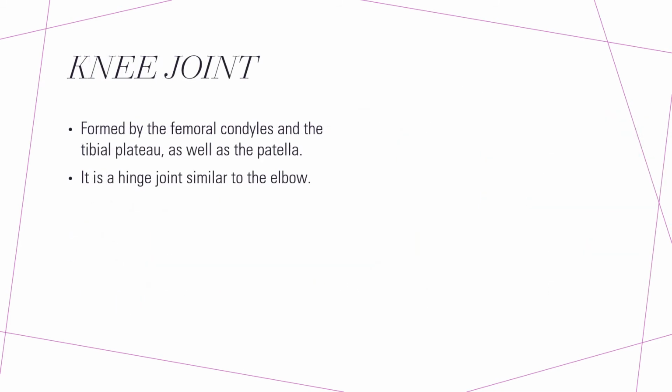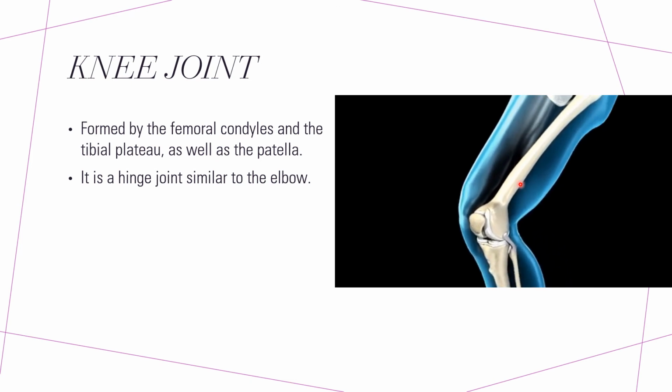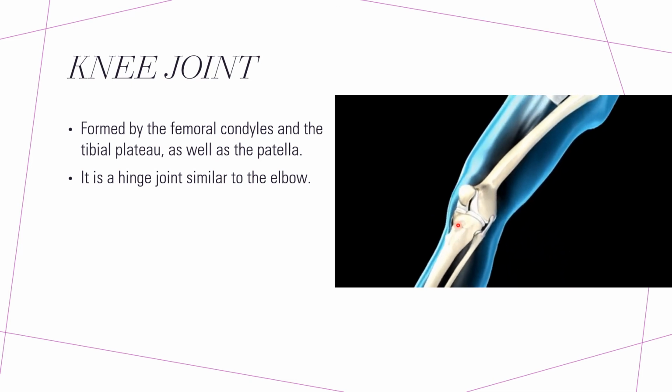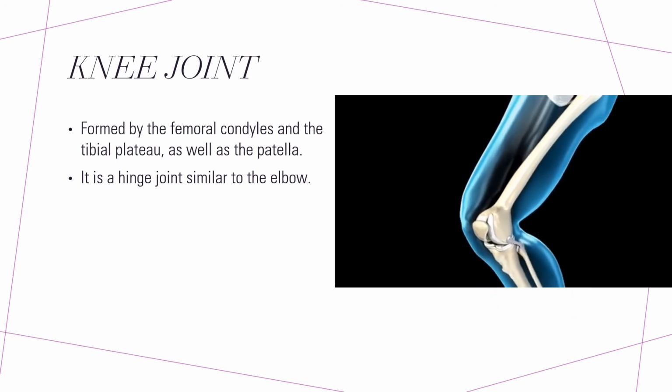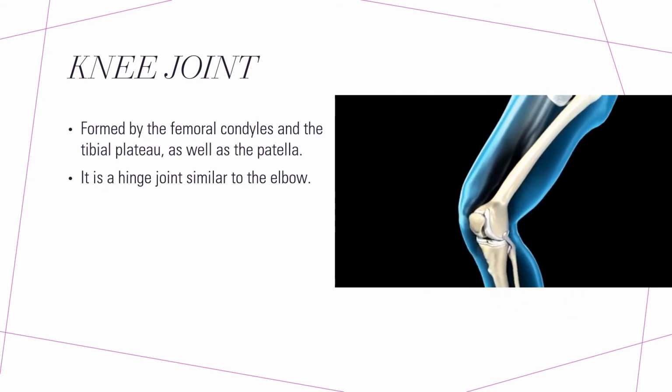And as I just mentioned, the knee joint is formed by the femoral condyles and the tibial plateau, as well as the patella. Basically what I'm trying to say is that the knee joint is where the femur and the tibia come together, with the patella as a little icing on the cake. So you got your femoral condyles, you got your tibial plateau, and you got your patella. And as you can see here, it's a hinge joint that's similar to the elbow.